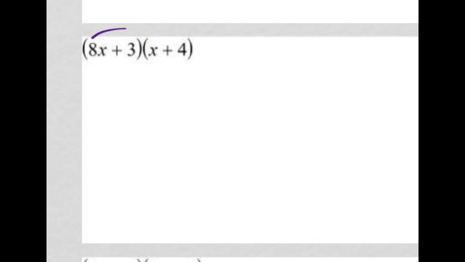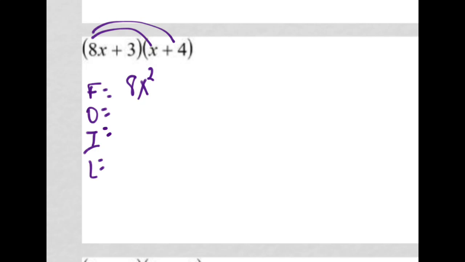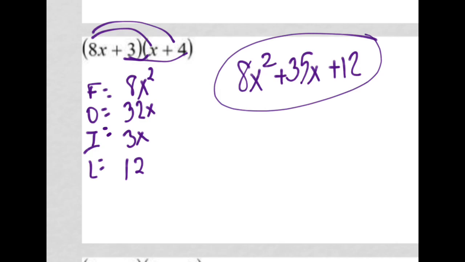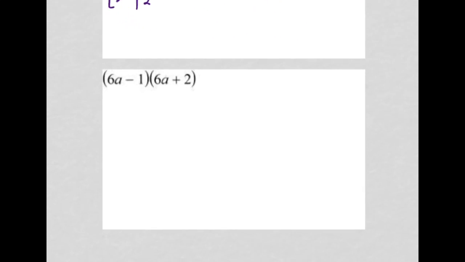So, first terms, outside, inside, last. 8x times x, 8x squared. Outside, 8x times 4 is a positive 32x. Inside, 3 times x is written as 3x. And last, 3 times 4 is a positive 12. So then, we just rewrite it. I have 8x squared because I know there are no other squares. 32x plus 3x is 35x. And then plus 12 gets tacked on. I hope you're seeing the trend that is forming.